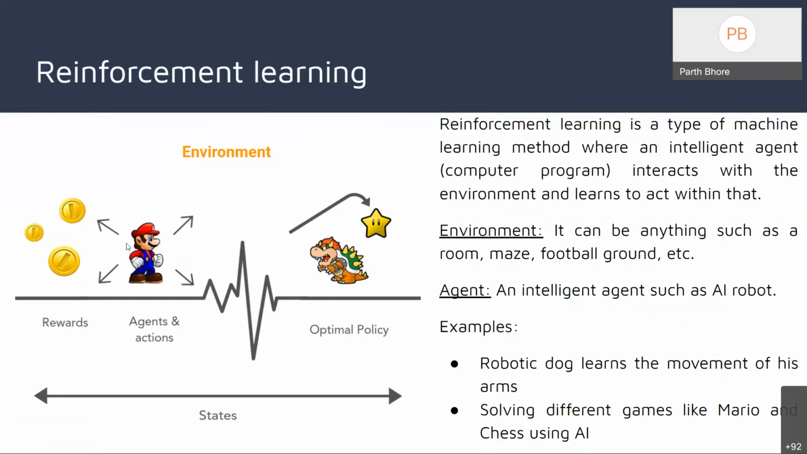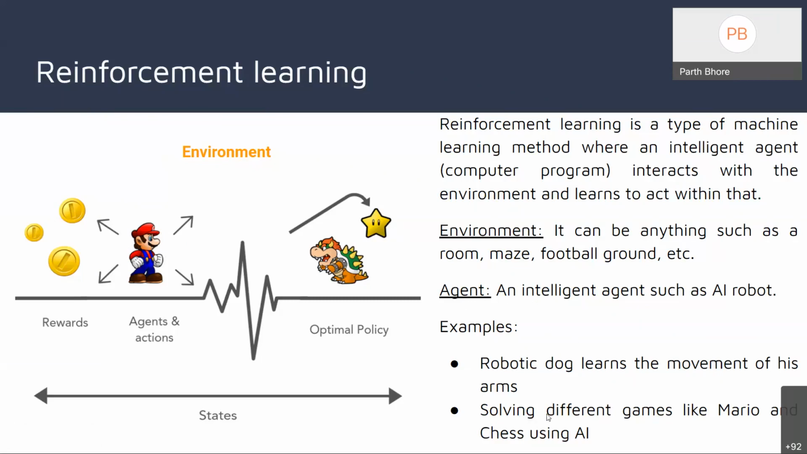So using that, if it wins the level, or wins the game, then it will get a reward. And using that reward, we train the agent to win the game. So this was an example of solving different games.